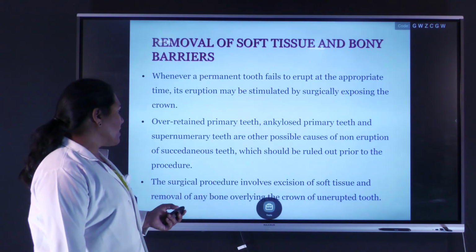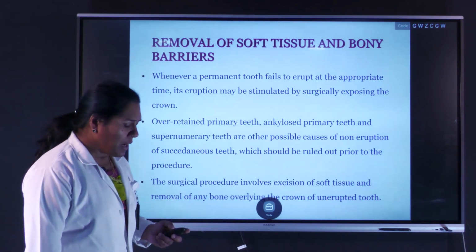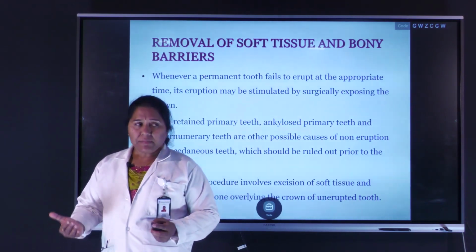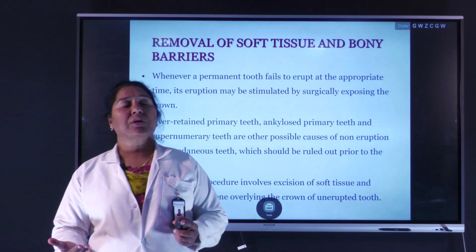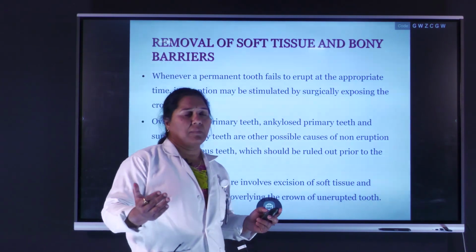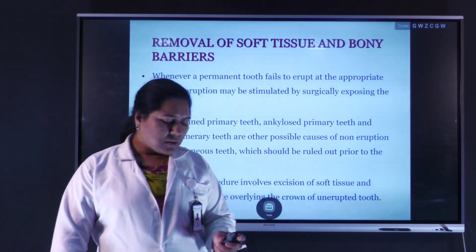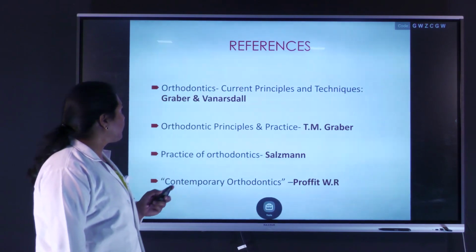The surgical procedure involves excision of the soft tissue and removal of the bone overlying the crown of the unerupted tooth. Sometimes certain teeth will be retained or impacted in the soft tissue, which won't erupt, and this will allow crowding or other malocclusions to happen. So those things should be identified at an early stage and can be intercepted.